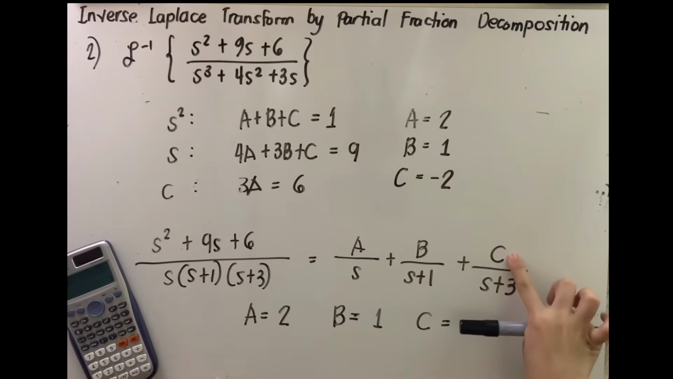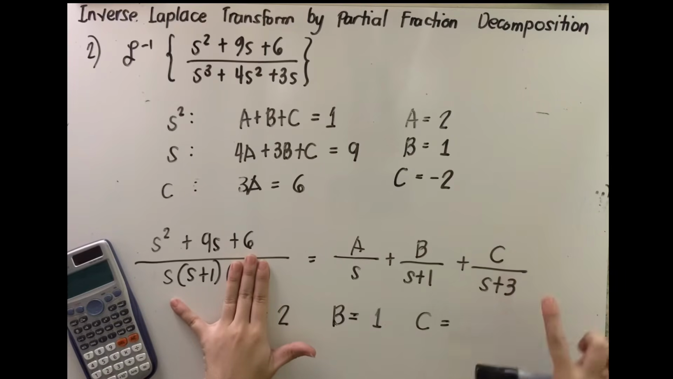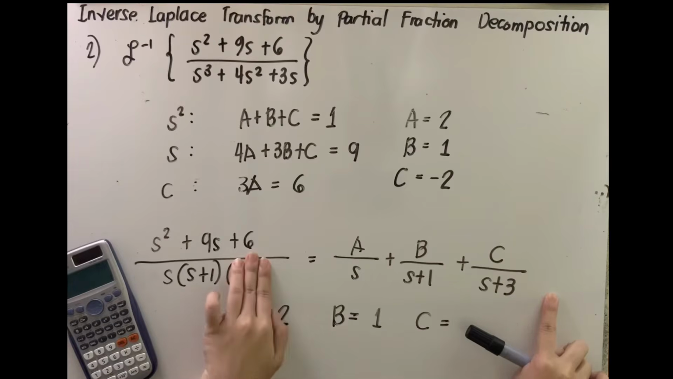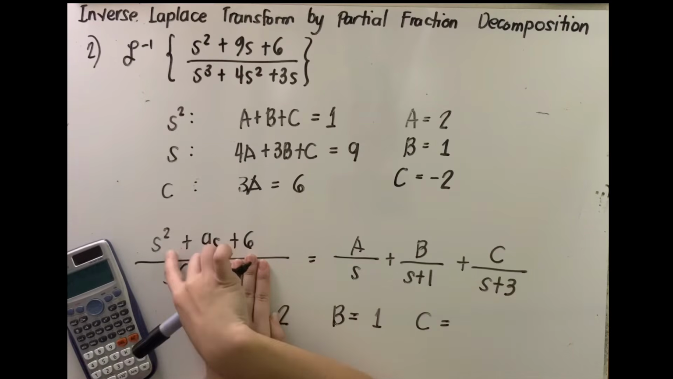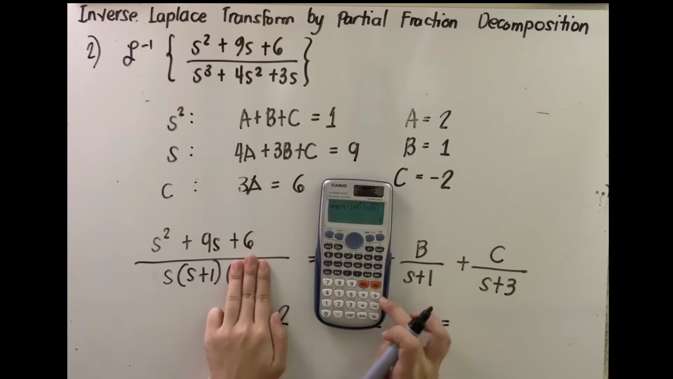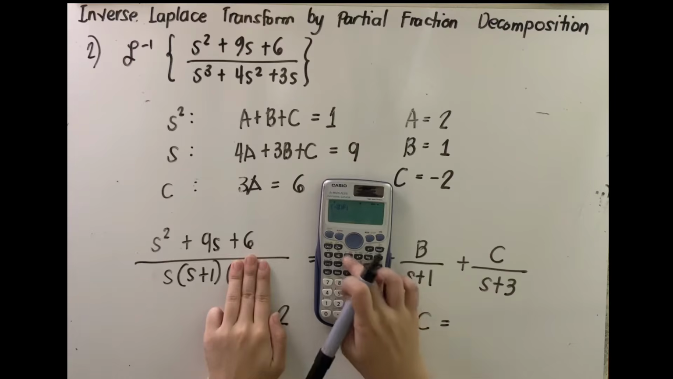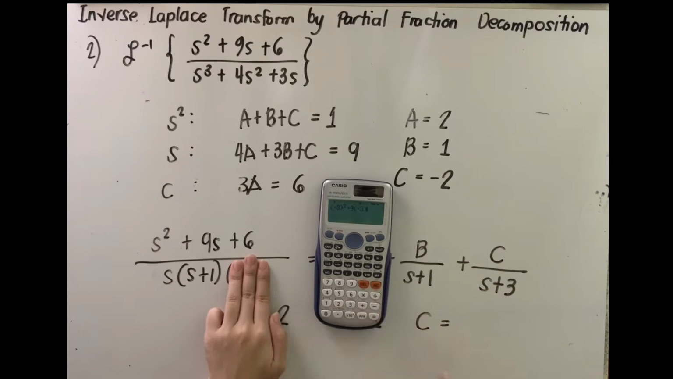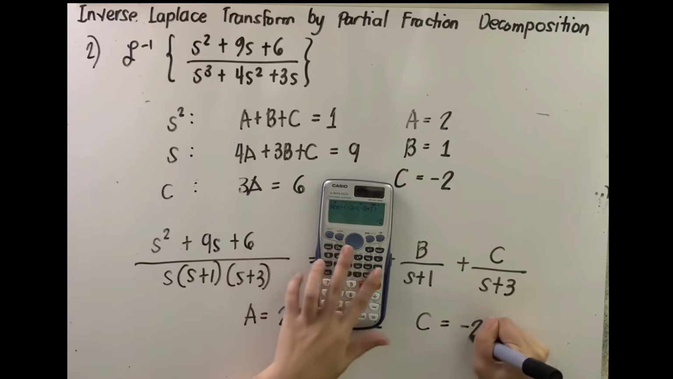Okay, next, lastly, you get C. So if I'm solving for C, I have to cover S plus 3 here on the left side, and then equate S plus 3 to 0, so you'll get S equal to negative 3. That value negative 3 will be substituted here sa mga matitira dito sa left side mo. So we'll get our calculator again for that. You have negative 3 squared plus 9 times negative 3 plus 6. And then divide that by S times S plus 1, where S is negative 3. So divide that by negative 3 times negative 3 plus 1. Equate that, you'll get C equal to negative 2.